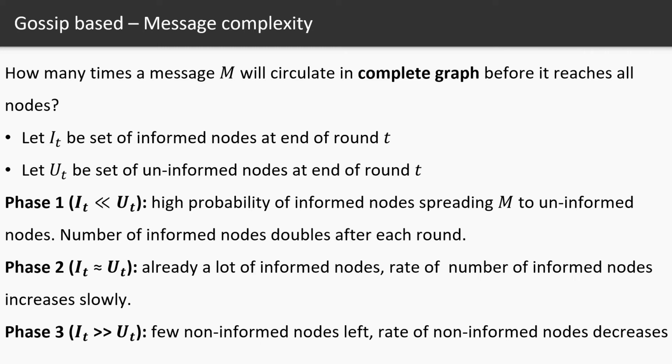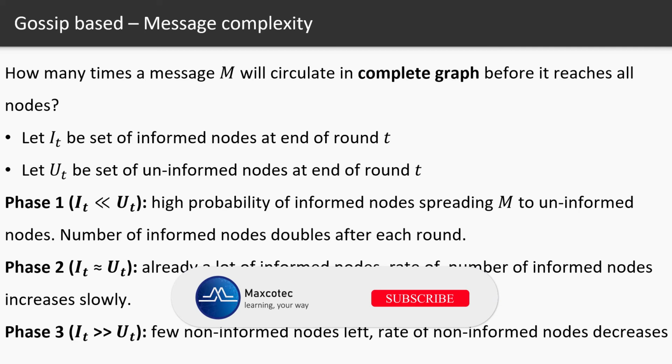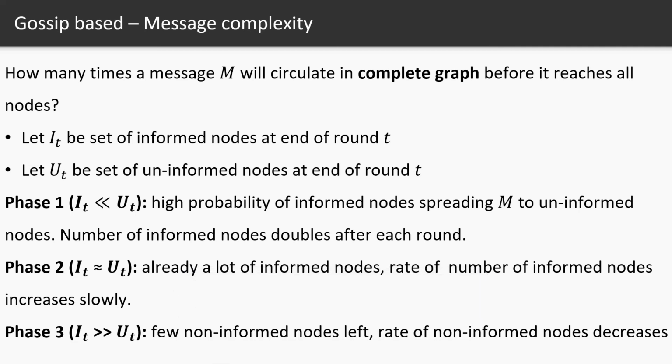Reaching phase 2, we could say that informed and uninformed nodes are nearly equal. In this scenario, we already have a lot of informed nodes, so the number of informed nodes will increase slowly. And in the third phase, we now have a higher number of informed nodes as compared to the uninformed nodes. So there will be few non-informed nodes left, and the rate of the non-informed nodes decreases.